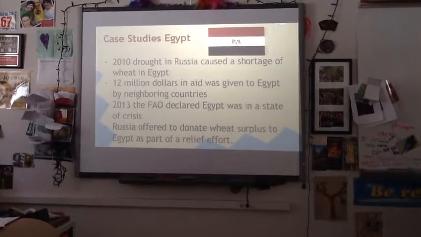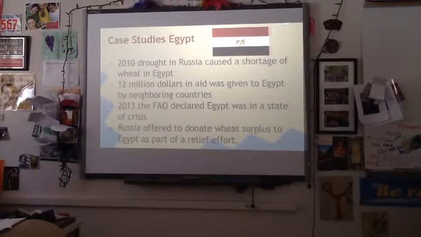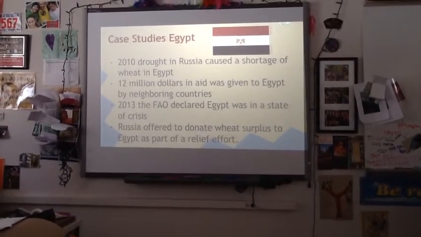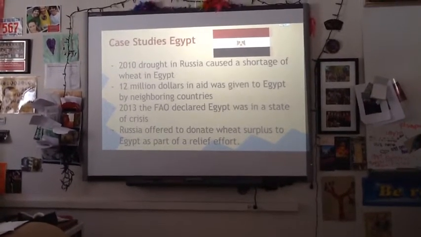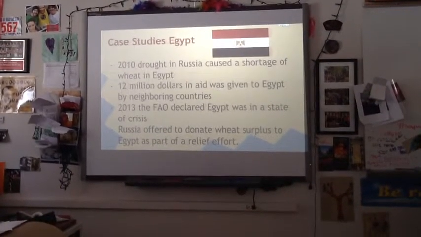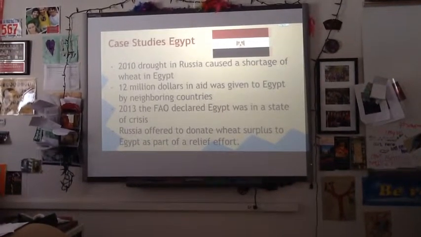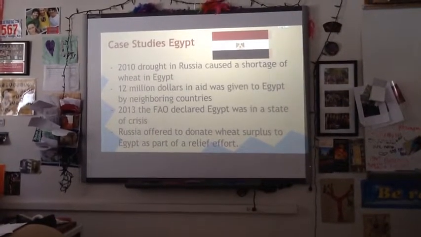In 2010, there was a drought in Russia that caused a shortage of wheat in Egypt. $12 million in aid were given to Egypt by surrounding countries. Egypt was later declared in a state of crisis by the FAO. Russia offered part of their future wheat surplus as an aid effort to Egypt.